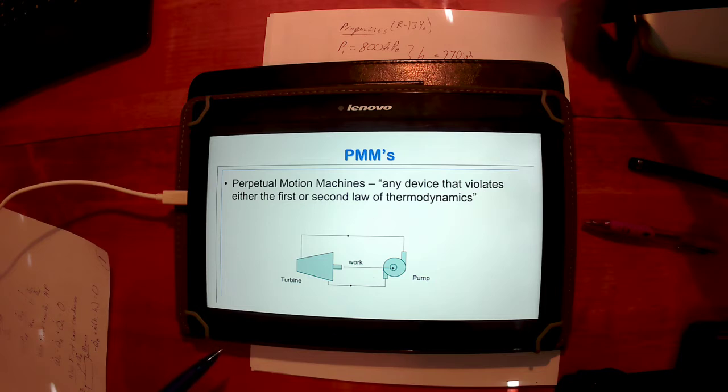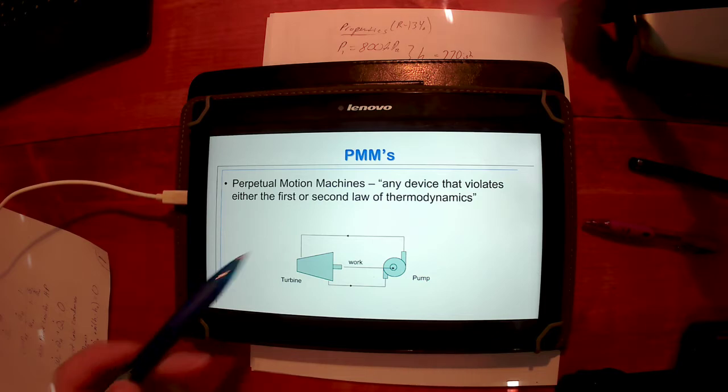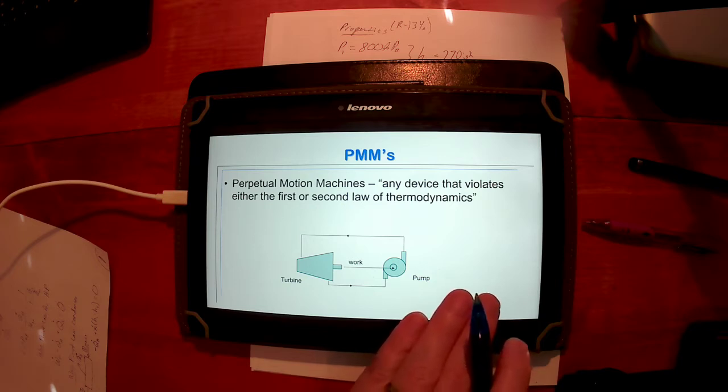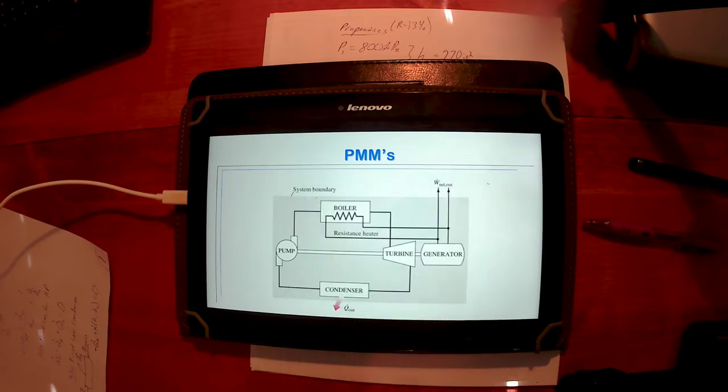For it to run indefinitely, for it to run perpetually, it would have to violate the second law. And we're going to see in the next chapter how we can describe in detail how this works. For us right now, it's just okay to understand that no, you can't operate this thing perpetually. Here's another one I like. This one violates the first law.